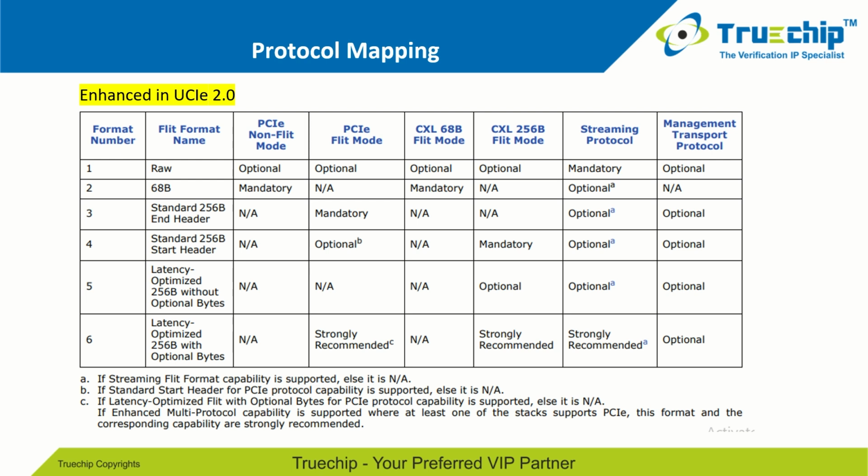So let's have a look at the protocol mapping. Here, this is the mapping of Flit formats for the different Flit modes. This is the enhanced management transport protocol. We can see that for this protocol, these Flit formats are supported or optional. But the 68 byte format is not supported for the management transport protocol.